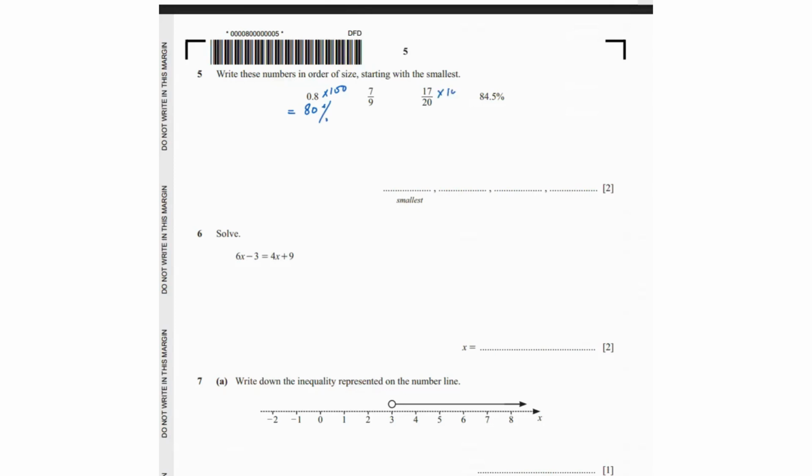17 over 20 times 100 is going to be... the 0 gets cancelled out. 10 divided by 2 is 5. So we have 17 times 5. That's 85. So that's 85%.